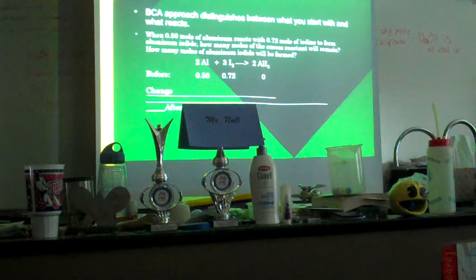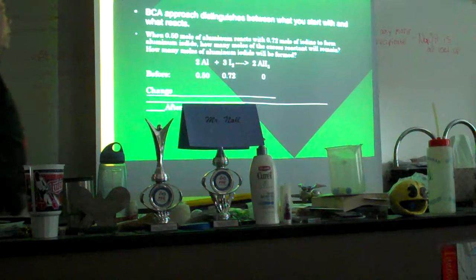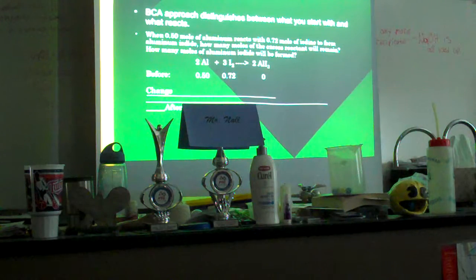All right, so the question that we are given here: when half of a mole of aluminum reacts with 0.72 moles of iodine to form aluminum iodide, how many moles of the excess reactant will remain? How many moles of aluminum iodide will be formed?